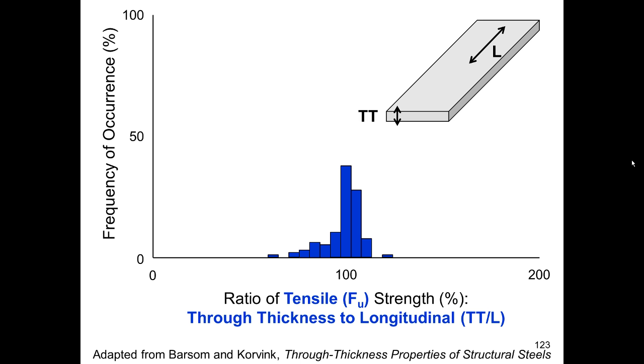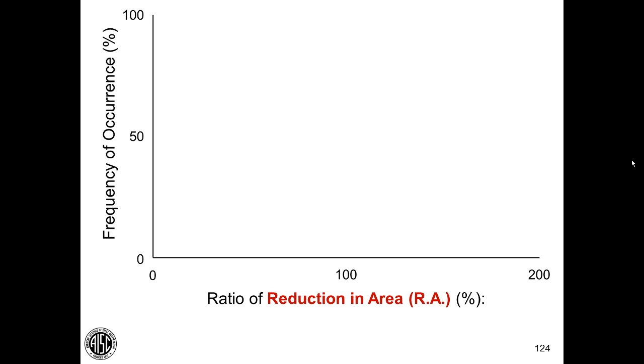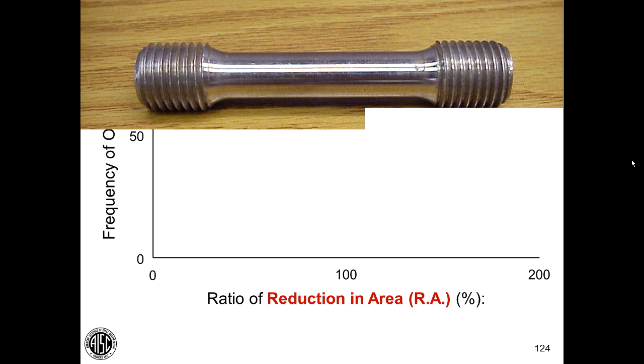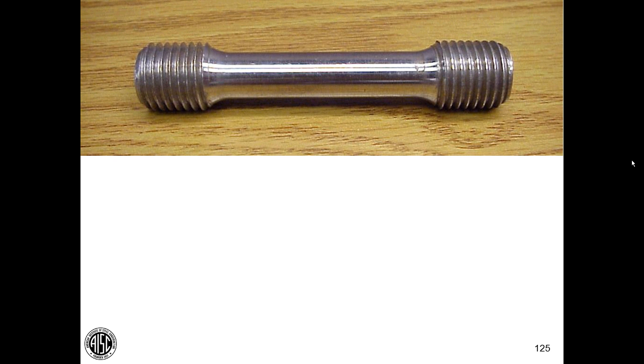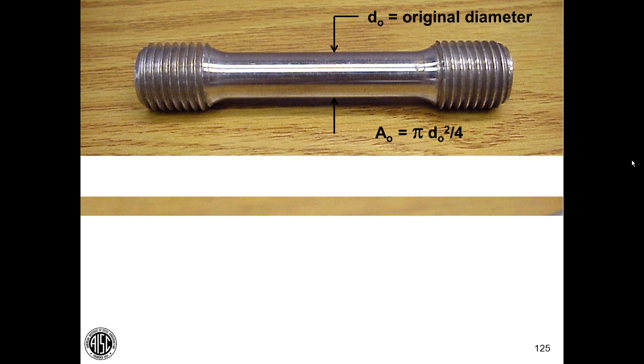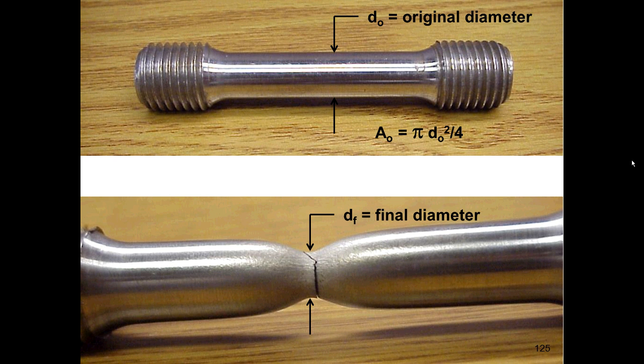The next property I want to share with you is reduction in area. Just to refresh some of your memories, we get reduction in area from round tensile coupons. We start with the original diameter of the specimen. That allows me to calculate an original area. After testing of the specimen, we measure the necked region, and that gives us the final diameter, allowing us to calculate a final area. And then we calculate the reduction in area with the equation I'm showing. The higher the reduction in area, the more ductile the material.